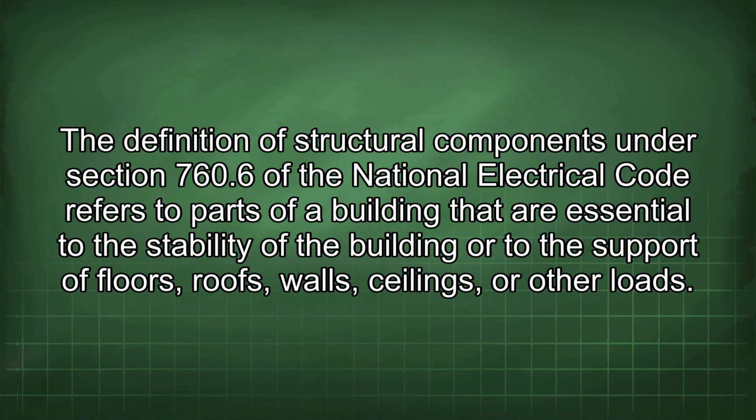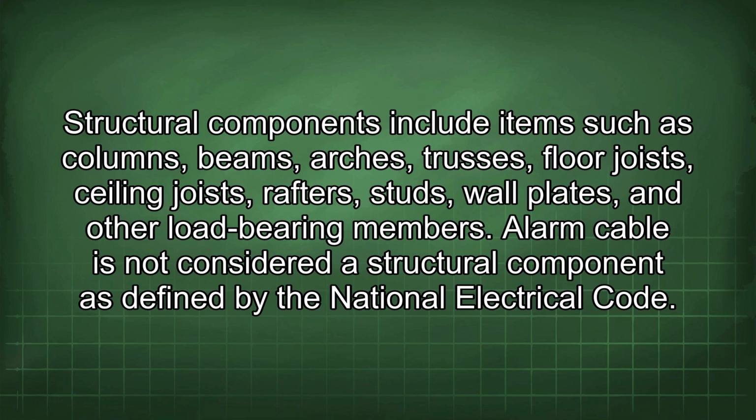The definition of structural components under Section 760.6 of the National Electrical Code refers to parts of a building that are essential to the stability of the building or to the support of floors, roofs, walls, ceilings, or other loads. Structural components include items such as columns, beams, arches, trusses, floor joists, ceiling joists, rafters, studs, wall plates, and other load-bearing members. Alarm cable is not considered a structural component as defined by the National Electrical Code.